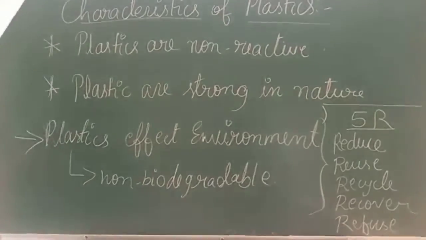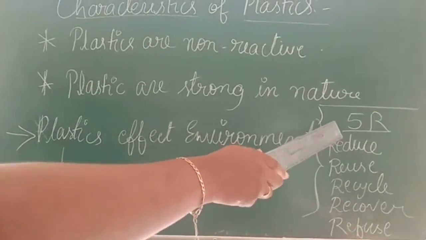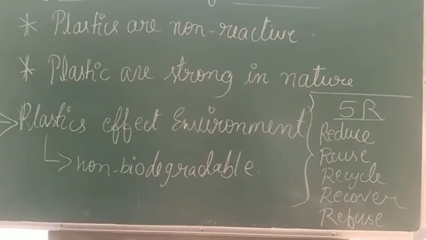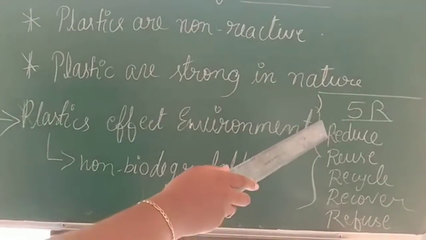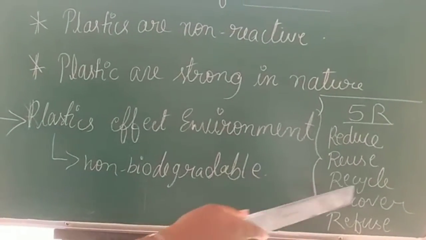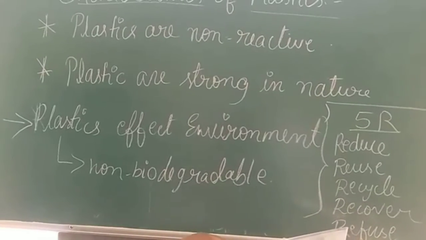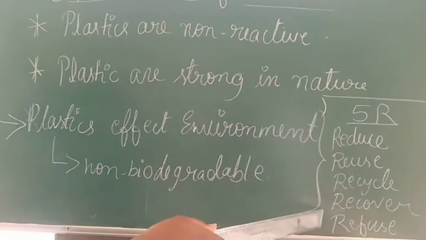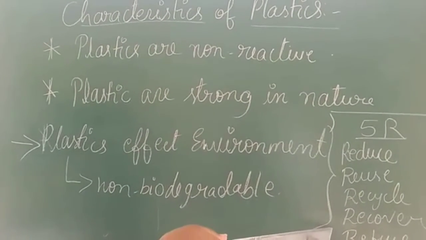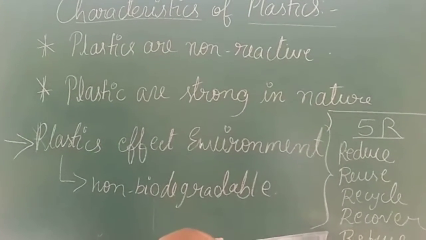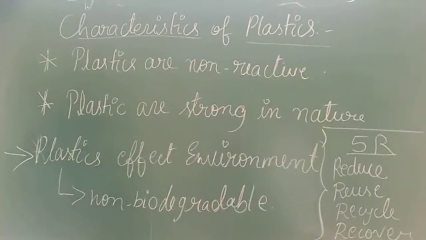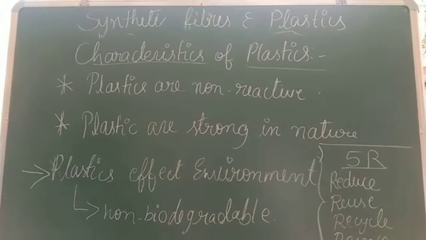So in this lesson they have given the 5 R's. That is a principle for how to remove plastic out of our country. Those 5 R's are reduce, reuse, recycle, recover and refuse. Is it clear? So these 5 R's should be used by each and every citizen to protect our country from all the dangerous causes which are caused by plastics. So here ends our chapter, synthetic fibers and plastics.